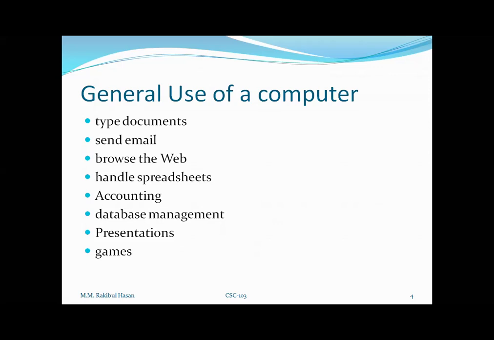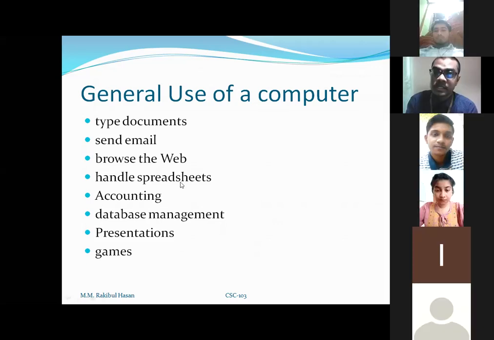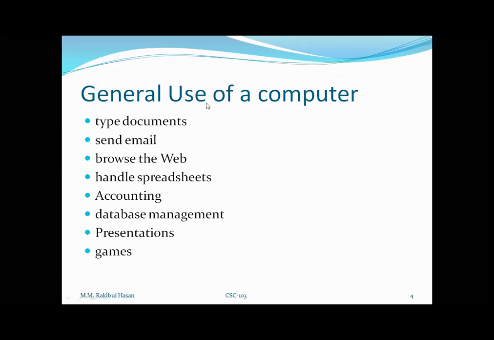There are some advanced uses of computers even. Think about a nuclear power plant. In a nuclear power plant, we're using computers. Think about rocket science. In rocket science, we're also using computers. But those uses are basically what? Advanced uses. Nowadays, we're talking about artificial intelligence. Those are advanced uses. But generally, we use computers mainly to serve these purposes. So I think you are clear about the general uses of a computer. All right.